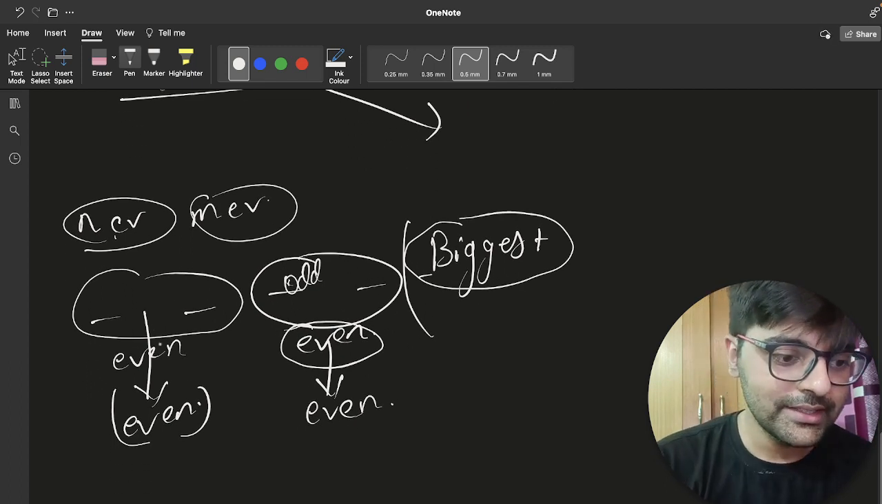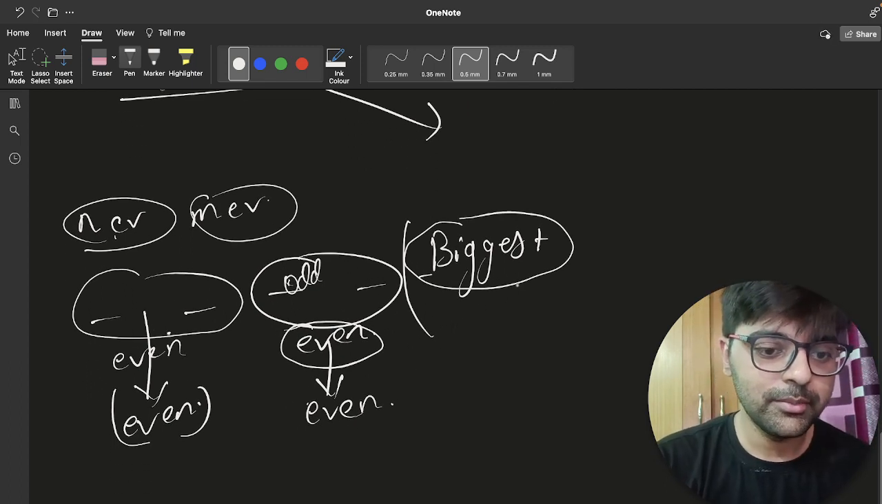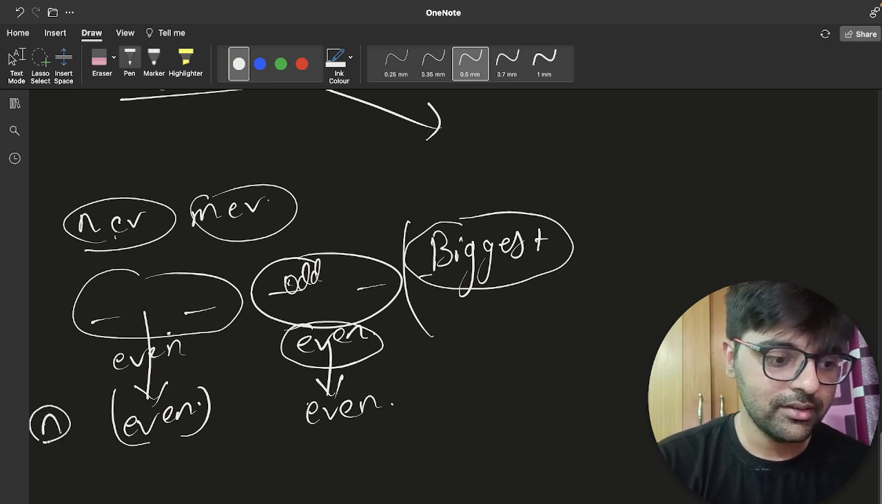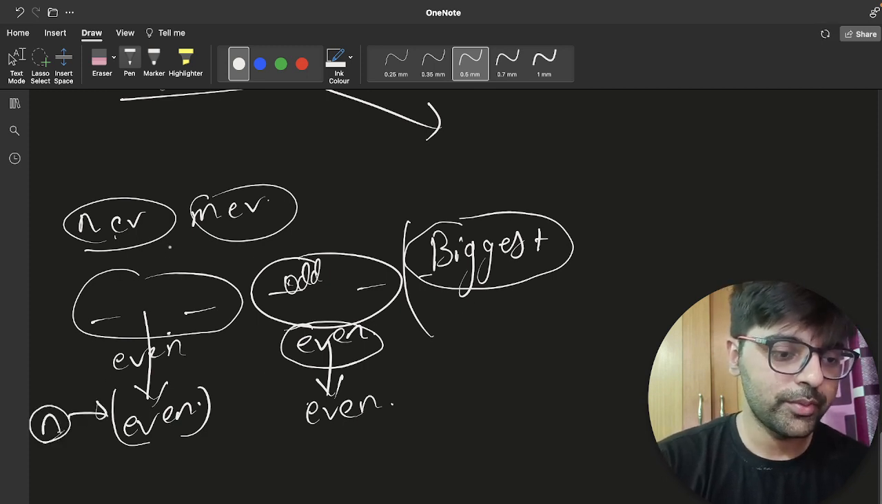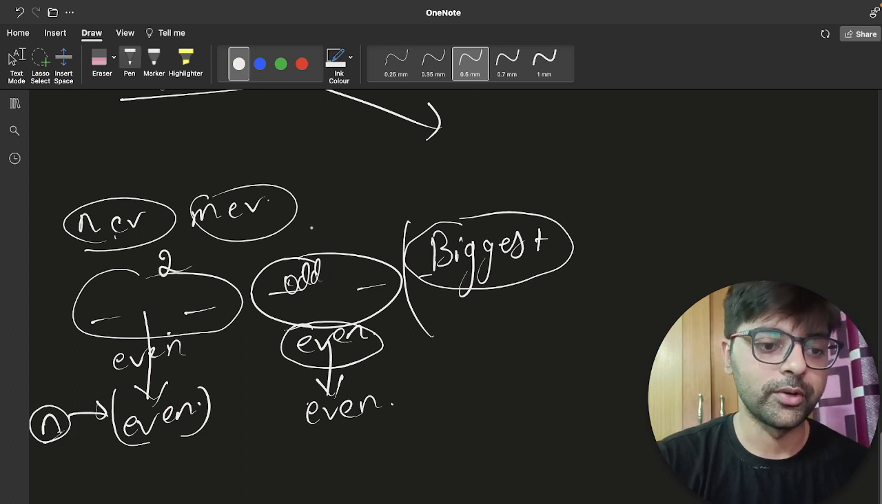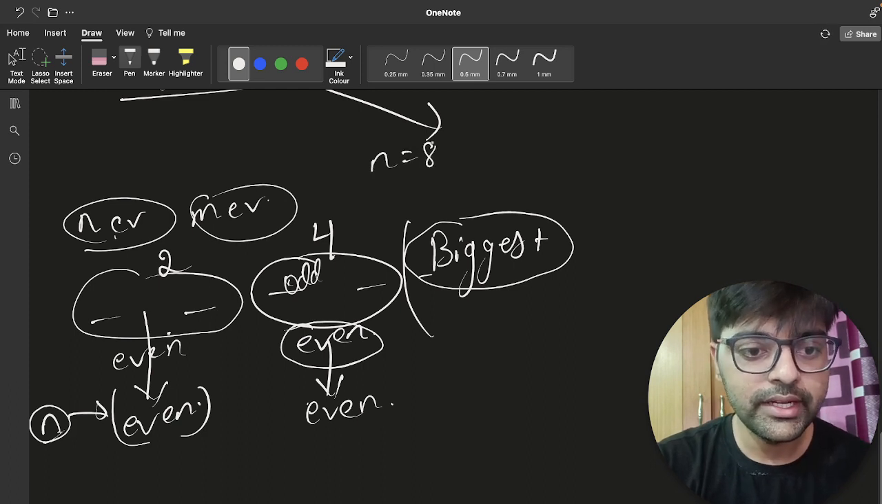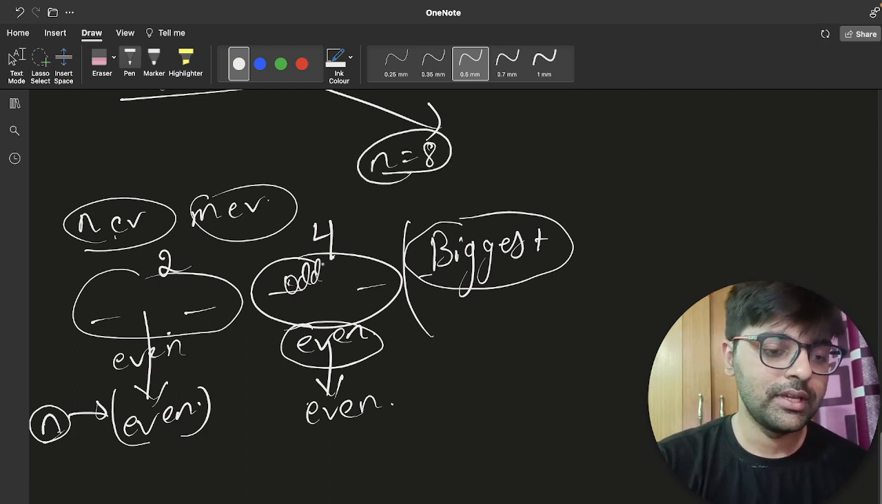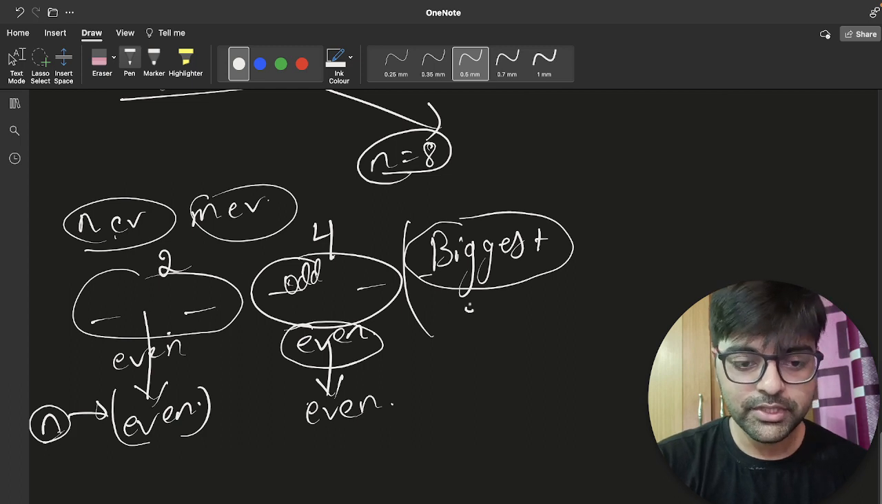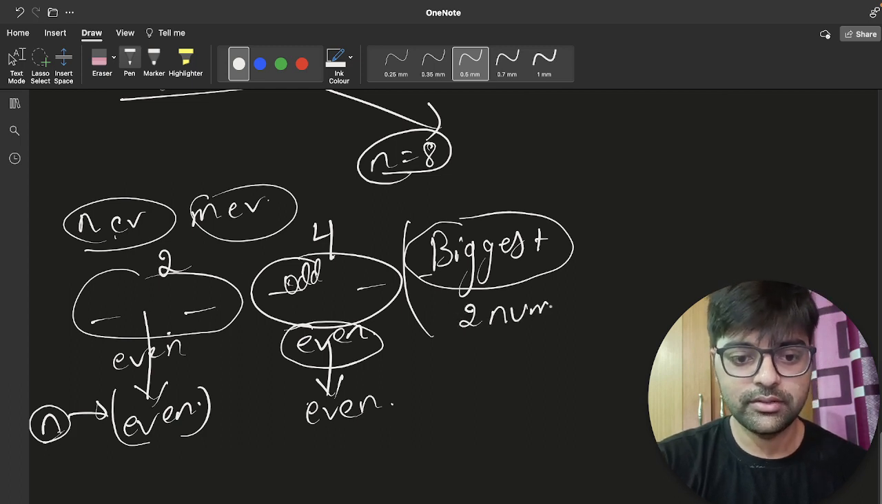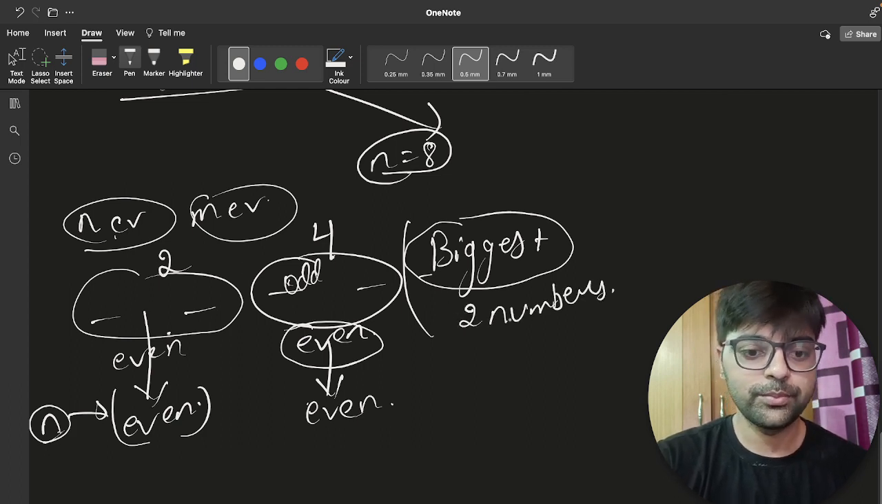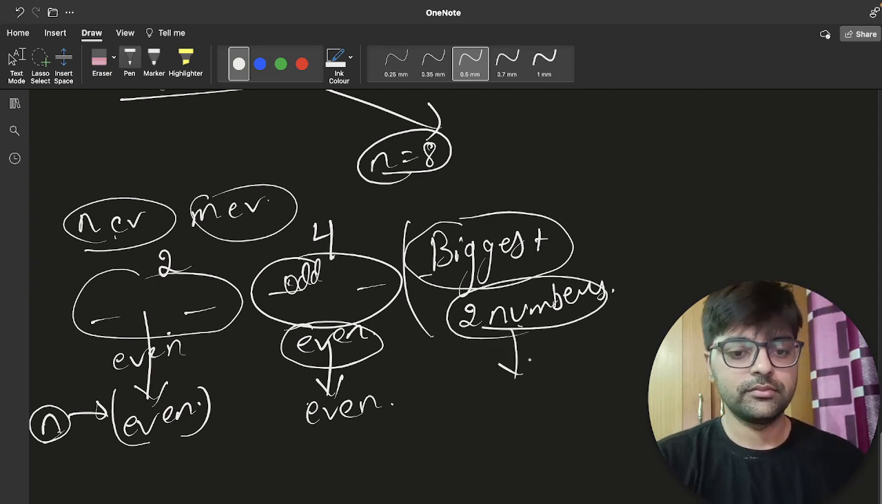And you will have to put the biggest number here. So let's say that these are even numbers, these are even numbers, and let's consider n. So this is an even number of times. Let's say this occurs two times, this occurs 4 times, and let's say n was 8, right? Then there must be two numbers present, or we must have to.